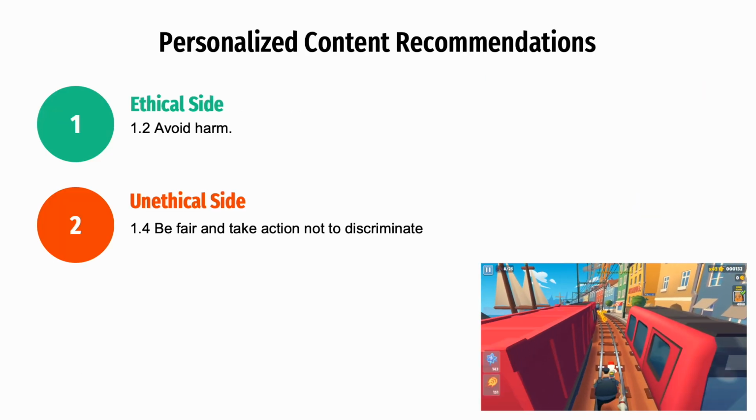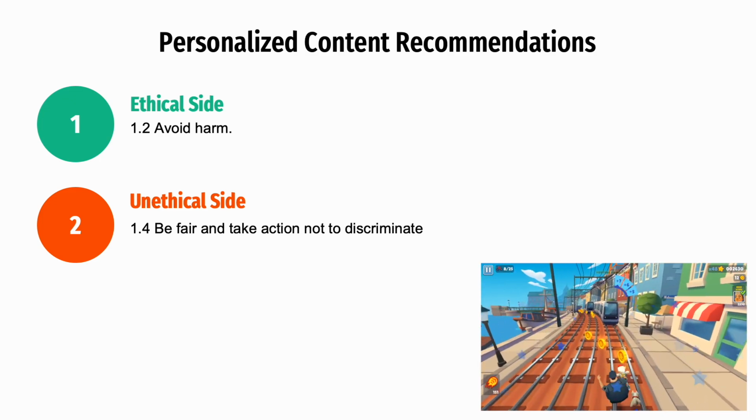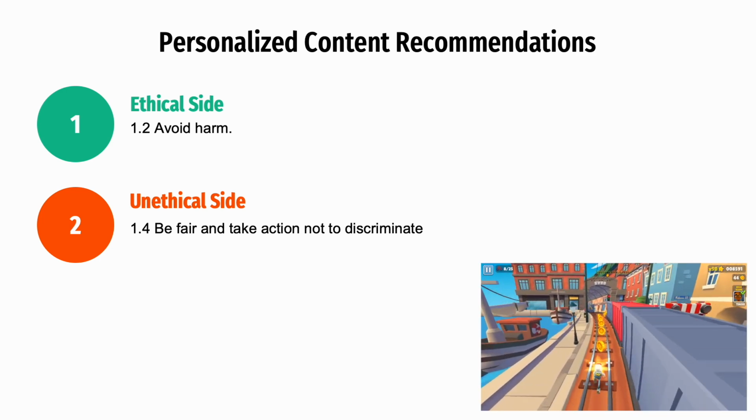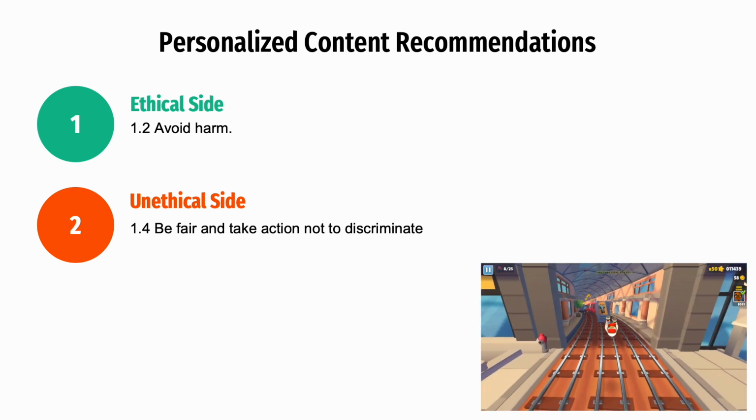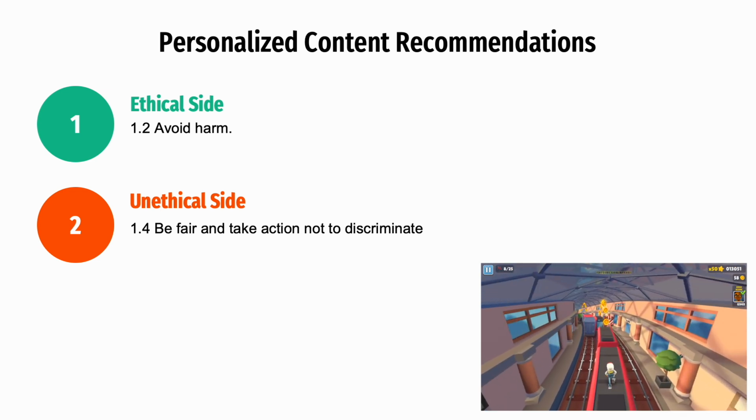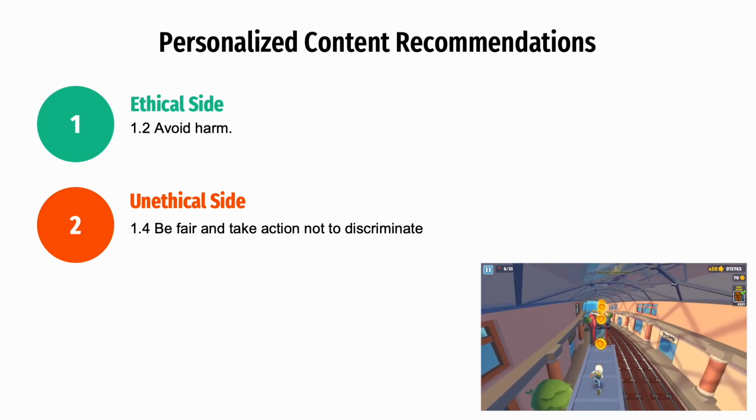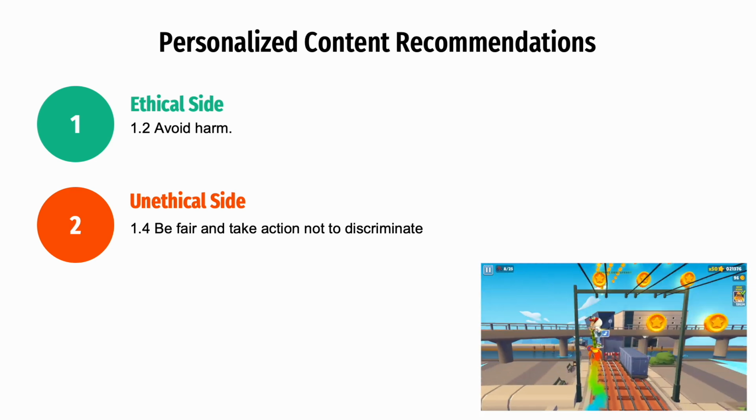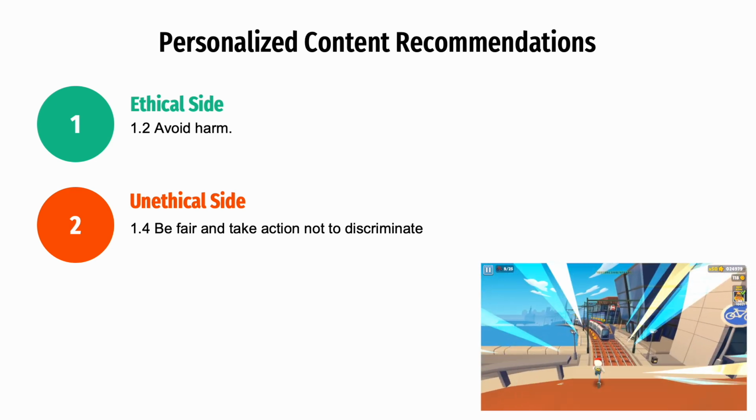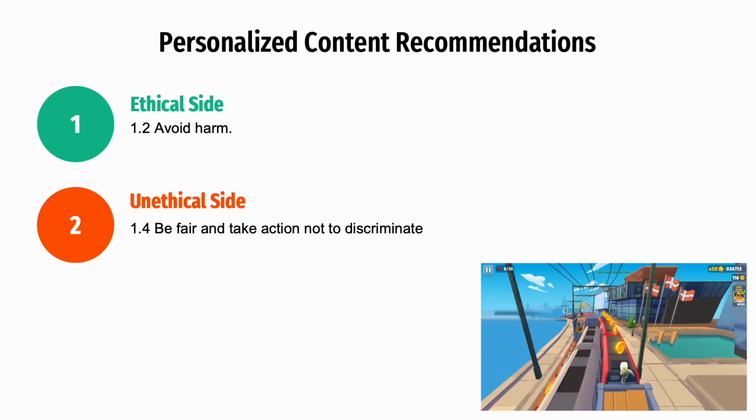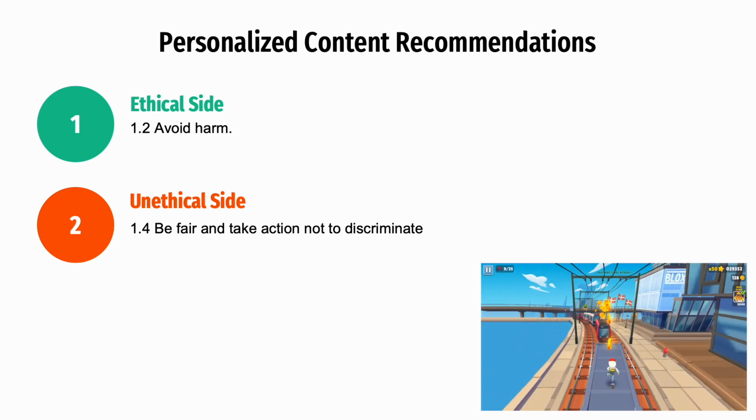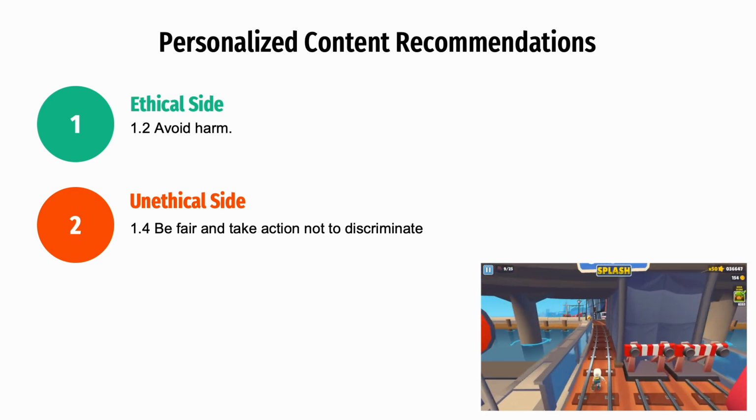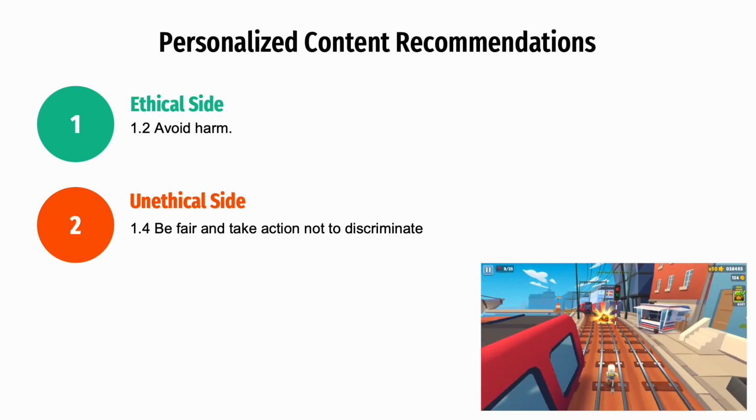Here we have personalized content recommendations. On the one side, we have ACM Code of Ethics Section 1.2, avoid harm. These personalized recommendations can enhance Timmy's experience by showing him content he enjoys, which aligns with the principle of providing beneficial and enjoyable user experiences. However, on the other side, there is Section 1.4, be fair and take action not to discriminate, and over-personalization can lead to an echo chamber effect, limiting Timmy's exposure to diverse viewpoints, and it can create biased and narrow content consumption.